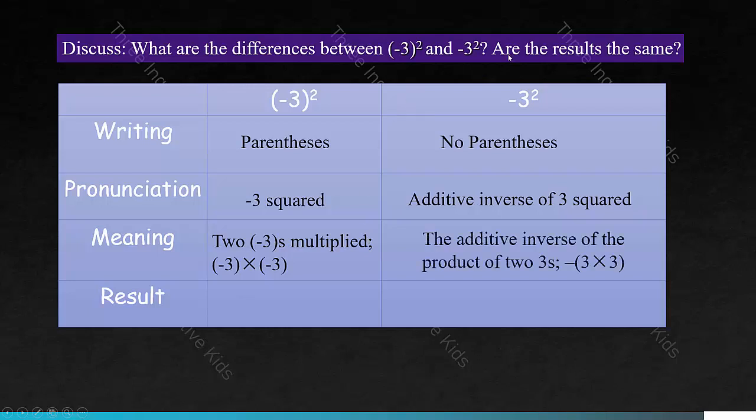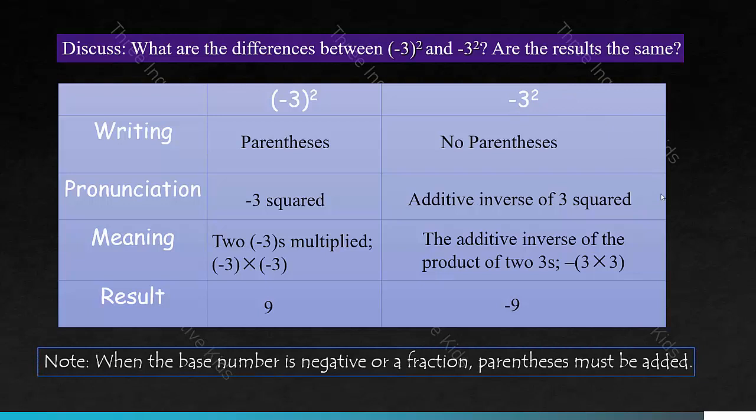The meaning of the second expression is the additive inverse of the product of 2 3's, which is a negative 1 times the product of 3 times 3. So the result of the first expression would be 9, and the result of the second expression would be negative 9. According to the order of operations, we first do the exponents. So here we don't have any parentheses. It's 3 squared, which is 9. And then we multiply this negative 1 to it, which gives us negative 9.